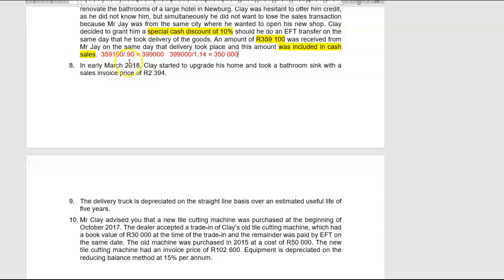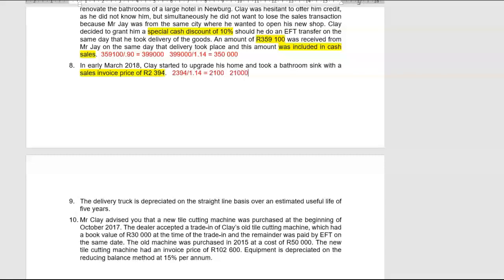In early March 2018, Clay started to upgrade his home, and he took a bathroom sink with a sales invoice price of 2,394. So that's a selling price. What do we have to do if we want to pass an entry? We want to work back to the cost price. So the first thing is to take out the VAT. So the VAT exclusive selling price is 2,100 rand.